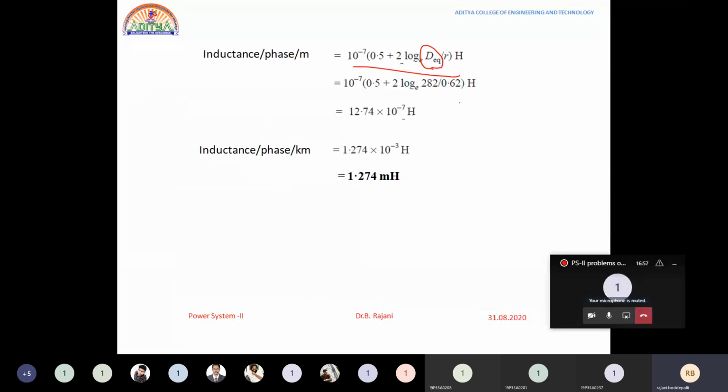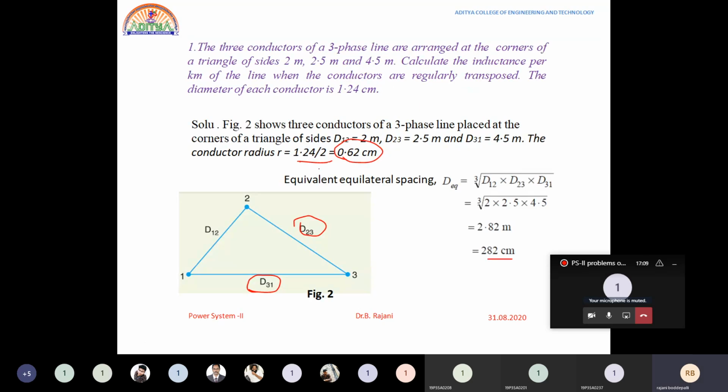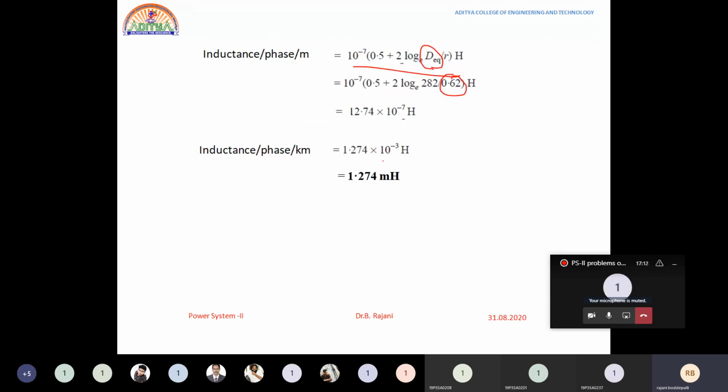So substitute this in that, and the radius is nothing but 0.62. This is the 0.62 value, in centimeters. This is nothing but the radius. After substituting these values, we have the value of 12.74 into 10 to the power of minus 7 henries. This is the inductance per phase per meter.